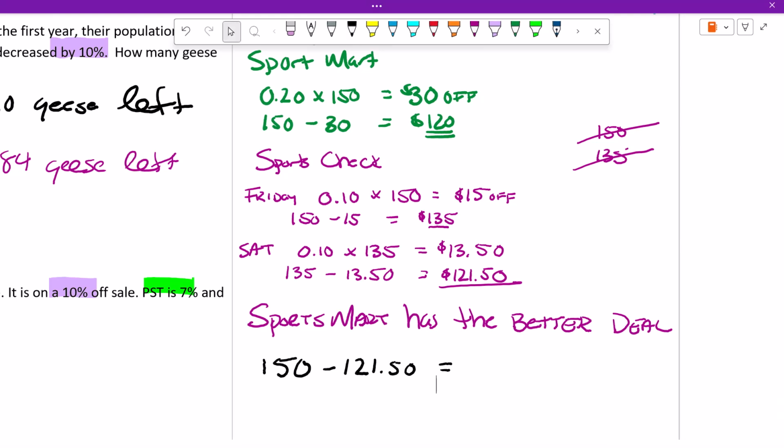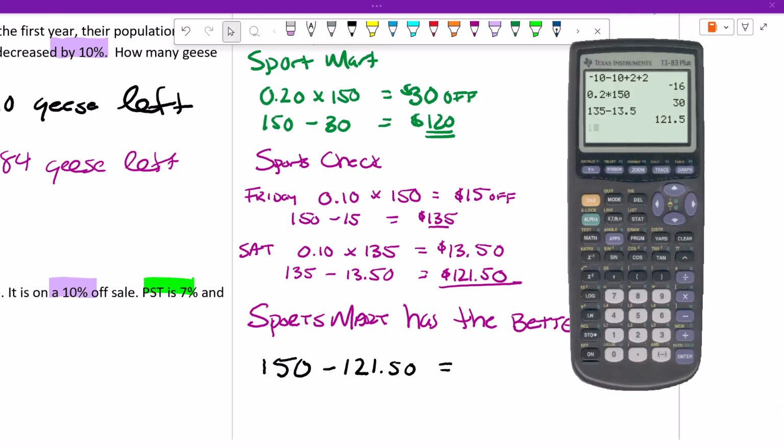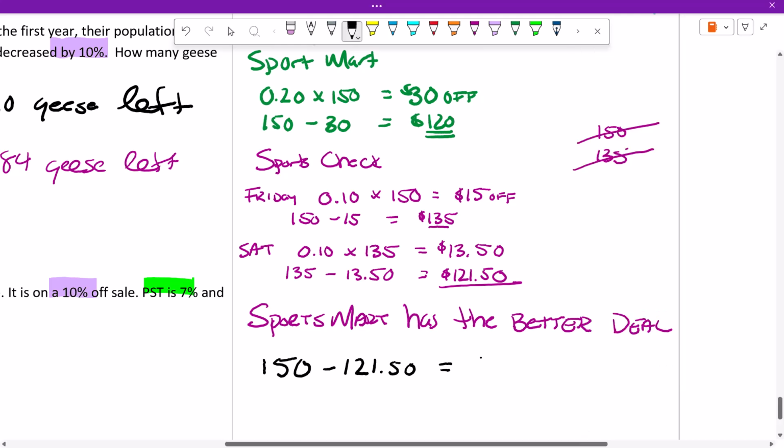You take our calculator, you go 150 minus 121.50, and we get $28.50. That's how much money they are willing to give it at a discount. All right? So what percentage is it? How do I calculate what percentage $28.50 is of the original price? How do I do that?